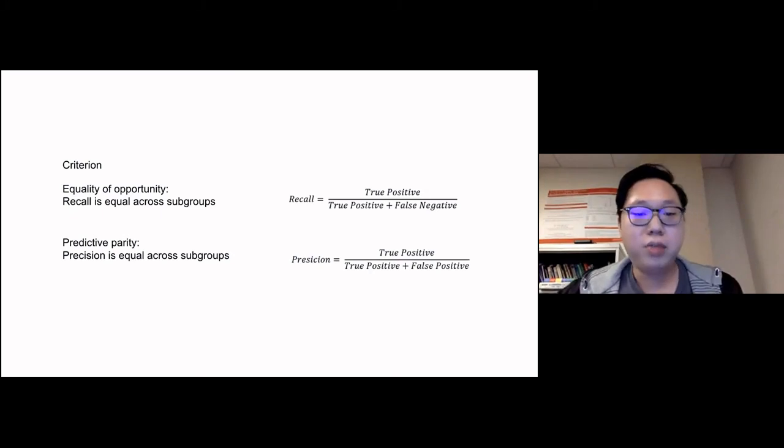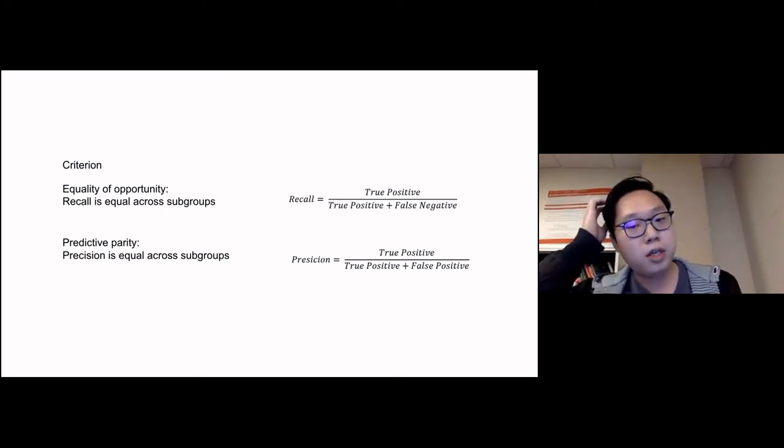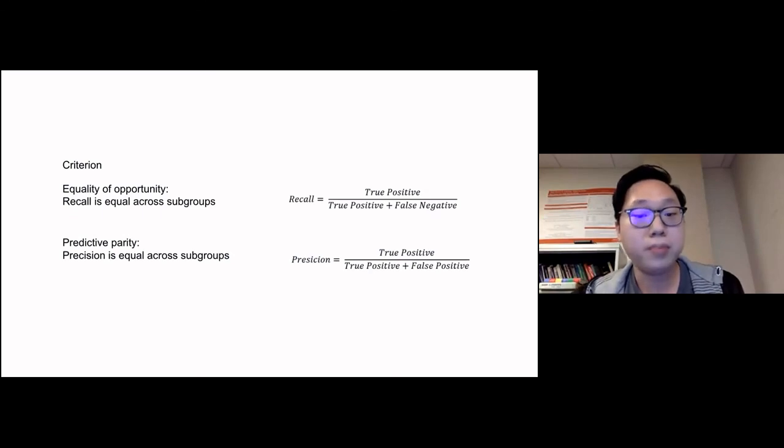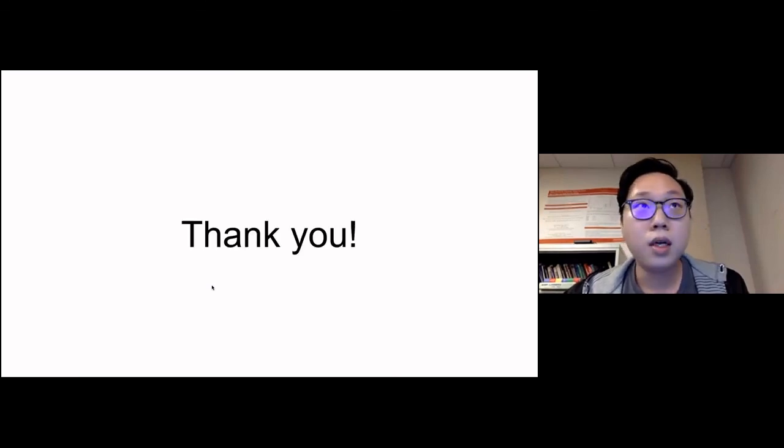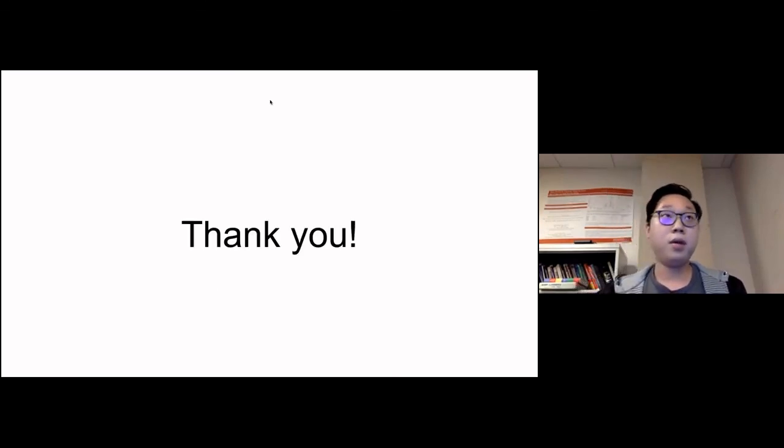So here are two metrics we use to make sure the performance across subgroups works equally well. And here are two tools, one developed by IBM and another developed by Google, not sponsored, and they provide very useful methods for you to interpret complicated models and visualize your data set so that you understand the imbalance in your data set. And that's the end of my talk. Thank you.